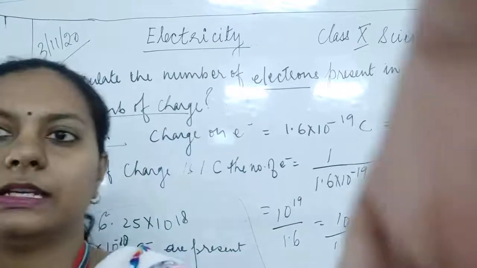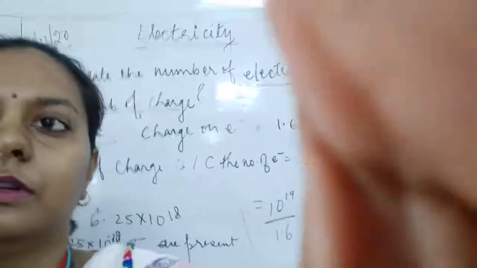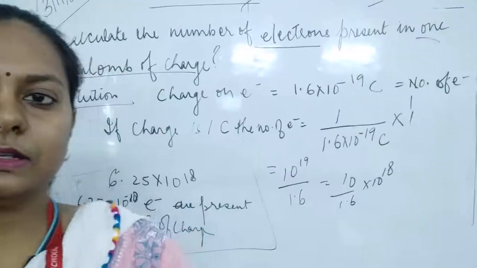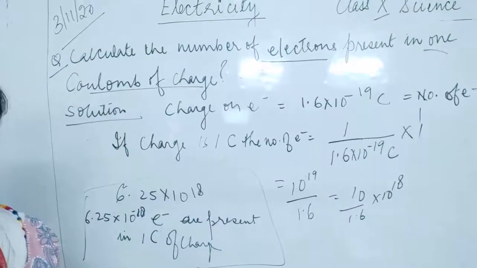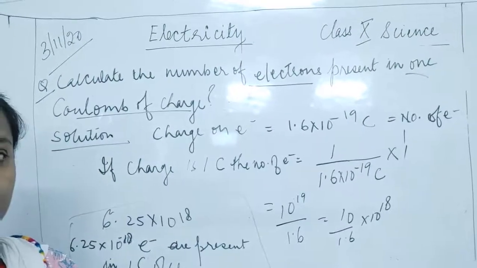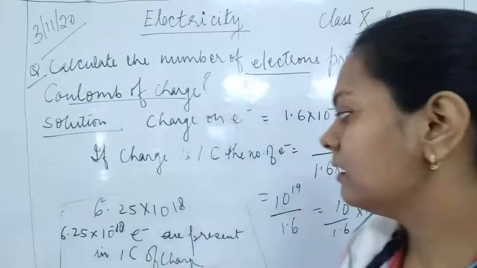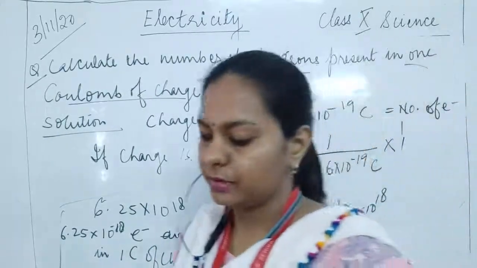Okay, this is present in 1 coulomb of charge. Fine, I think you cannot see, I'll just put it down. You'll be able to see this. Okay, so this is about the answer. Fine? Yes. So this is the answer for the last question.